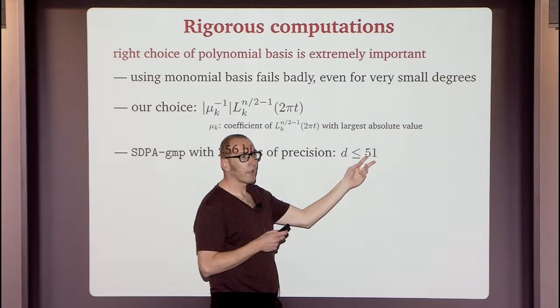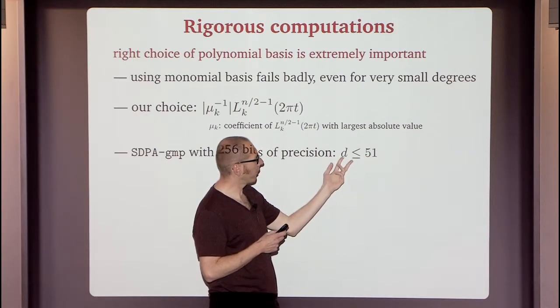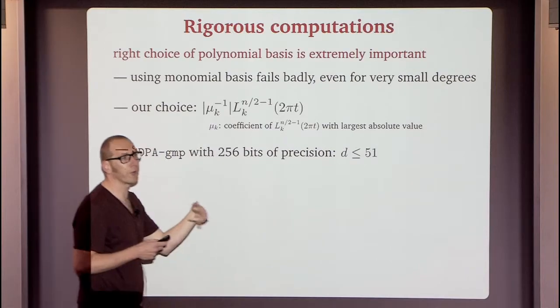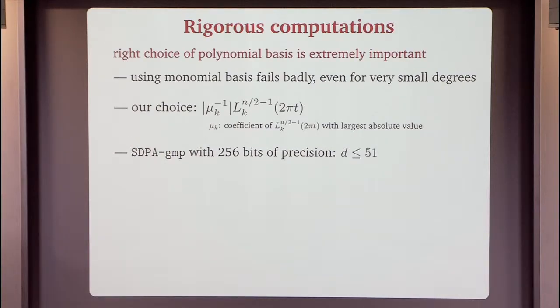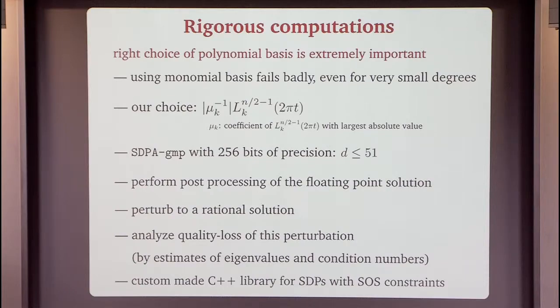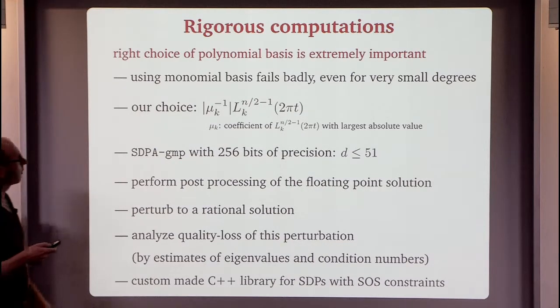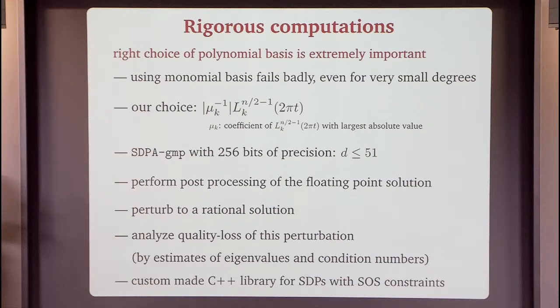51. But the degree was actually twice this. So we could work with polynomials of degree 100. And then to make really rigorous computer proofs at the end, because the SDPGMP just gives us floating point solutions, we really have to make a rational certificate out of it. So what do we do? We do a lot of post-processing. So we take this floating point number, we perturb it to a rational solution. Then it's not a solution anymore, because it will either not be PSD or it will not satisfy all the equality constraints.